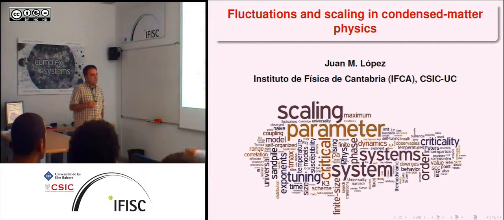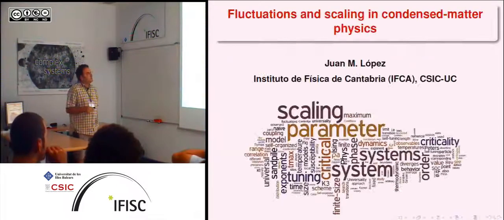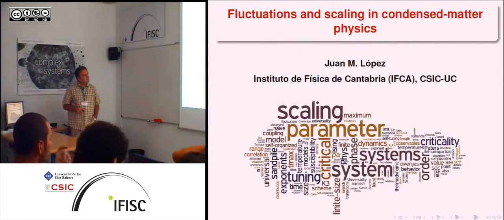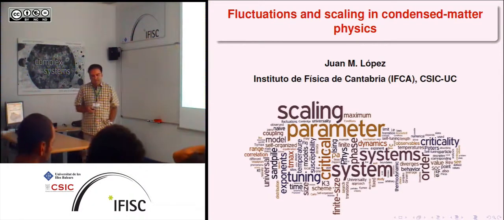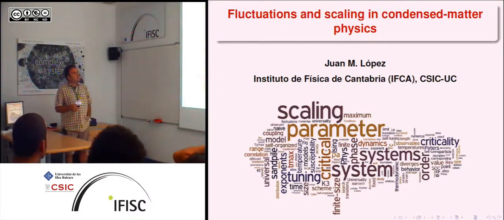My talk is not actual present research in the strict sense, so it's not borderline of what is actually research on this issue of scaling in condensed matter physics. It's more like a view of how scaling invariance appears in condensed matter systems.